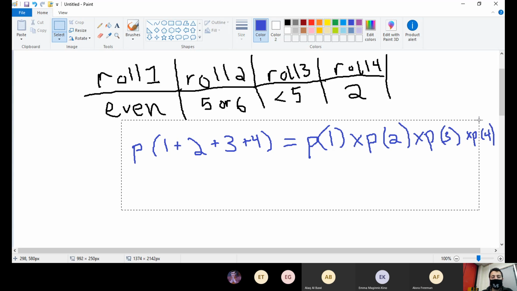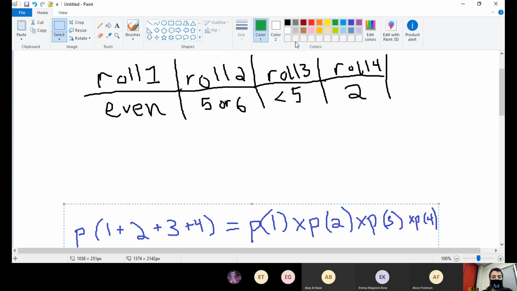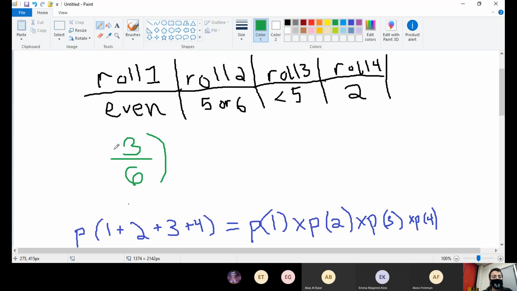So let's go ahead and do that. What is the probability that when I roll the die the first time that it lands on an even number? Well, there's 3 different ways it can land on an even number, as either a 2, 4, or 6. All right, and there's 6 total possible outcomes. So there's a 3 out of 6 chance, or a 50% chance, that I roll an even number on the first roll.